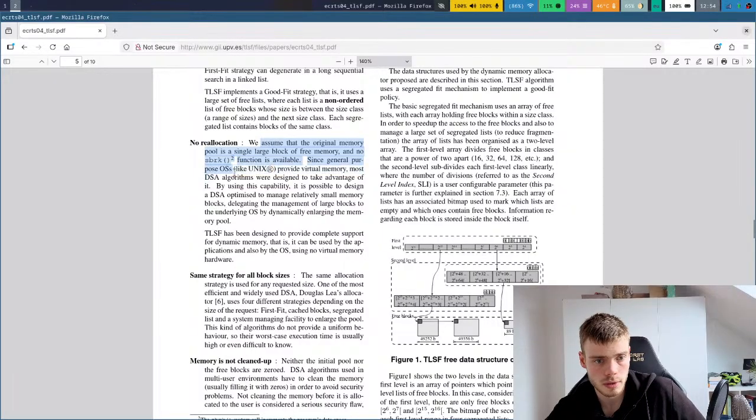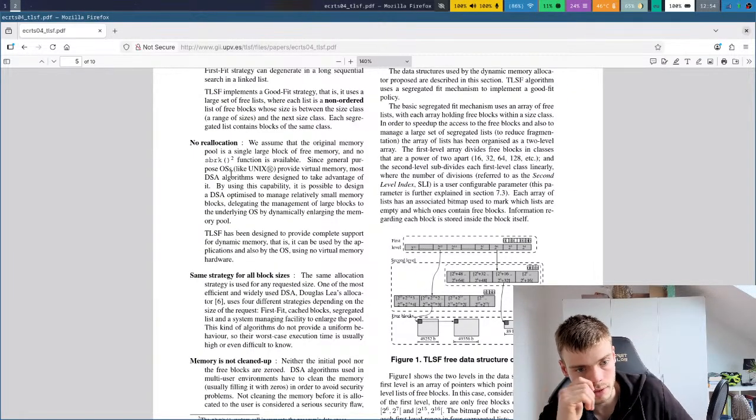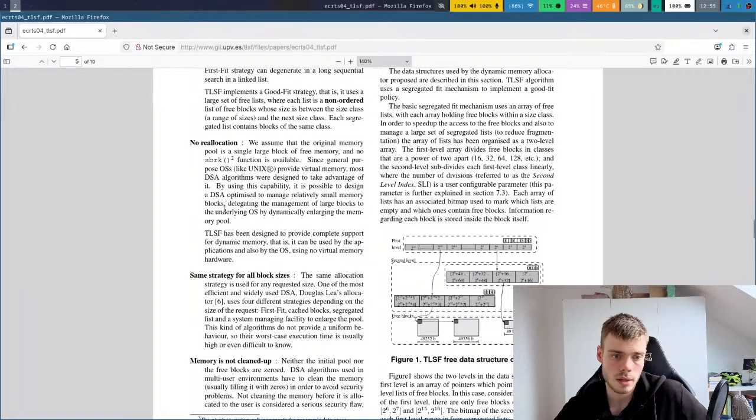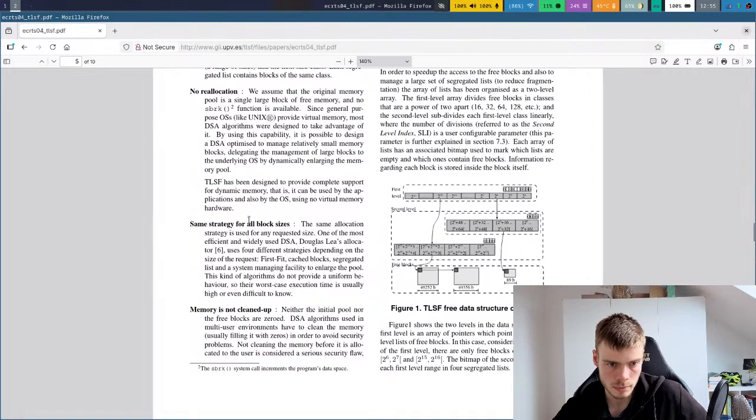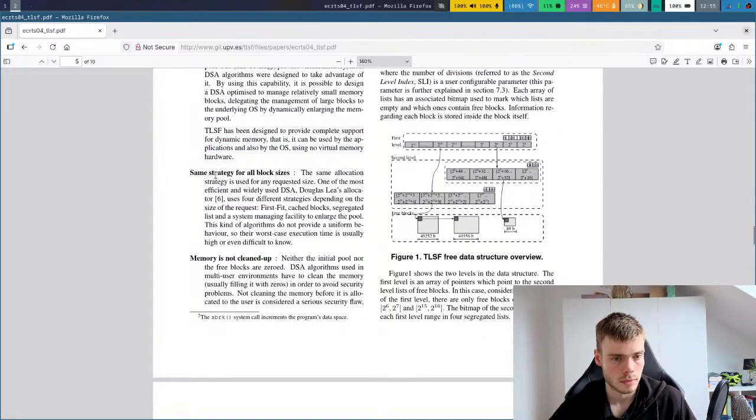Since general purpose OSs like Unix provide virtual memory, most DSAs plan to take advantage of it. By using this capability, it is possible to design a DSA that does not manage all memory, delegating the management of large blocks to the underlying OS, dynamically enlarging the memory pool. TLSF has been designed to provide support for dynamic memory, that is, memory requested by the application and also by the OS, with no virtual hardware. Same strategy for all block sizes. Same allocation strategy.